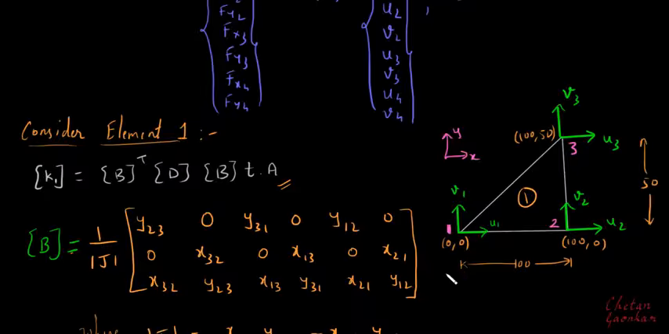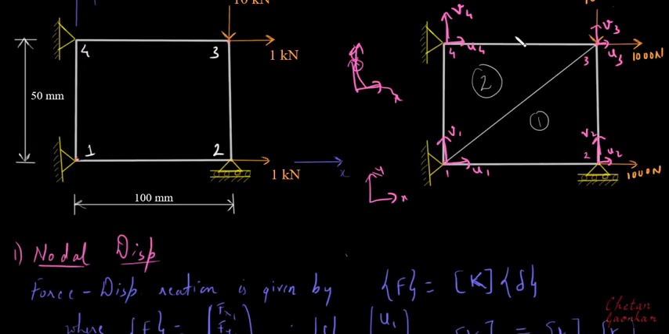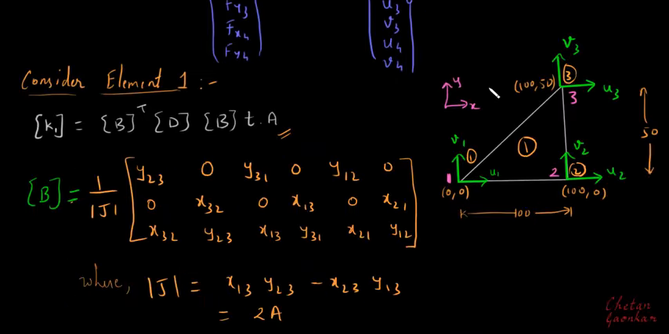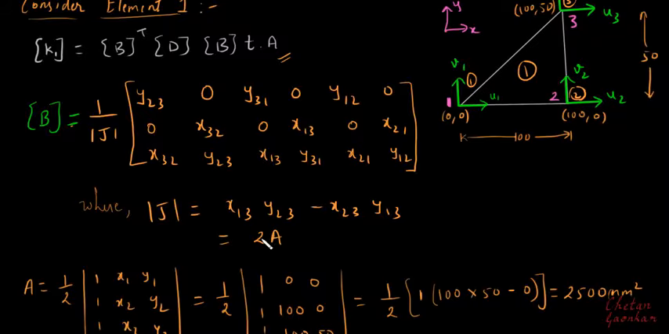So if I say this is my first local node, this is my second local node, and this is my third local node, it happens here that the local node number and the global node number are the same. Similarly at the second node, and even at node number 3, local and global node numbers match. So there shouldn't be much problem here, but there will be some problem when we analyze element number 2. Let us see that later on, but for the time being, let us concentrate on the B matrix.